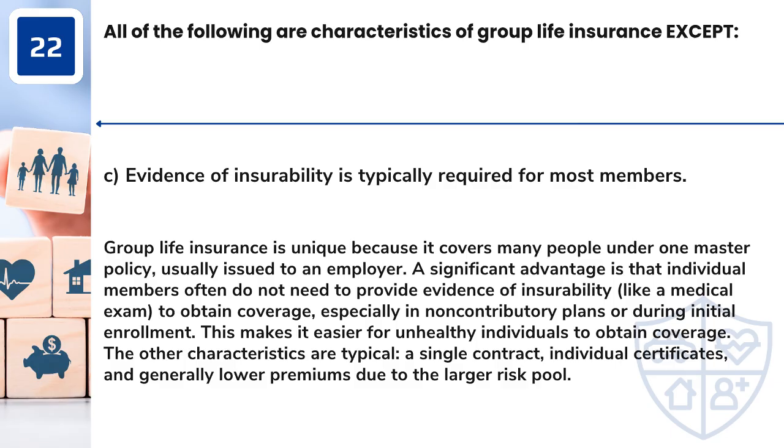Answer, C. Evidence of insurability is typically required for most members. Group life insurance is unique because it covers many people under one master policy, usually issued to an employer. A significant advantage is that individual members often do not need to provide evidence of insurability, like a medical exam, to obtain coverage, especially in non-contributory plans or during initial enrollment. This makes it easier for unhealthy individuals to obtain coverage. The other characteristics are typical: a single contract, individual certificates, and generally lower premiums due to the larger risk pool.